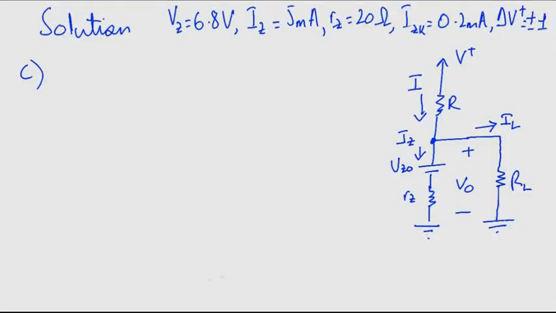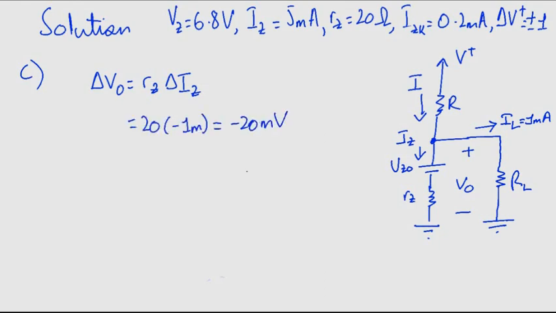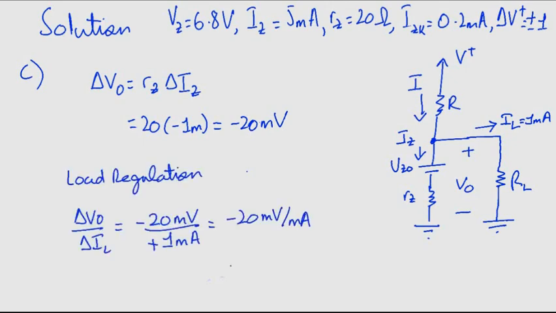In part C, we incorporate the load resistance with our circuit. We notice that when a load resistance draws a current of 1 milliampere, the Zener current will also decrease by 1 milliampere. Therefore, the change in voltage can be given by delta V0 equals Rz delta Iz, and when we put in the values, the change in V0 comes out to be minus 20 millivolts. Our load regulation is hence minus 20 millivolts per milliampere.